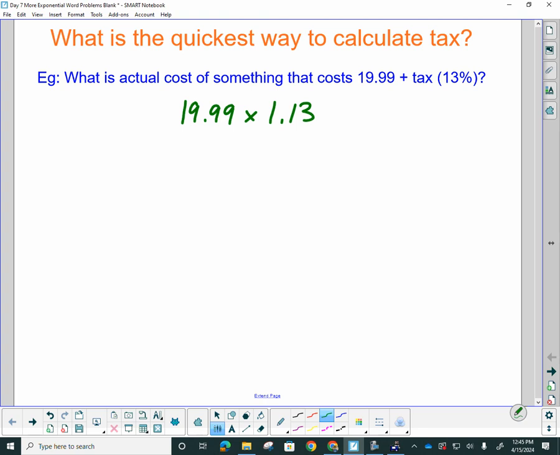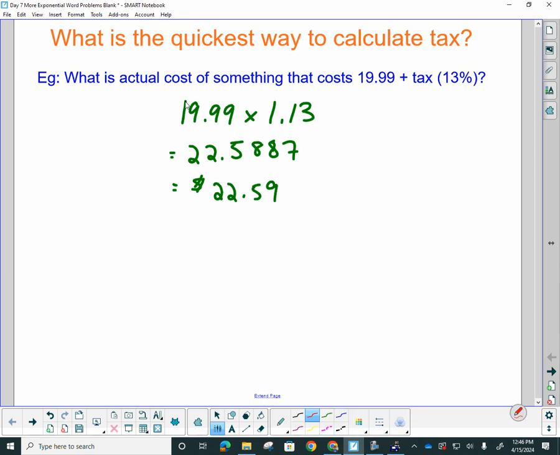So if we punch that in a calculator, you get something like 22.5887, but of course it'll be rounded to the nearest 2 decimal places because we're talking about money. So the actual price is $22.59. I imagine some of you have known this before, that the quick way is to multiply by 1.13. The question is why? Why is that?